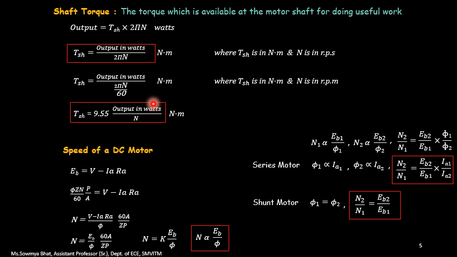So we have seen what is meant by armature torque in the previous slide. Now we will see the second kind of torque, that is called shaft torque, which is nothing but the torque made available at the motor shaft, which is used for performing a useful work. So here once again output is nothing but power, which is expressed in terms of shaft torque multiplied by 2 pi into N. Again I am not dividing it by the factor of 60, which means that I am considering the value in terms of RPS, not in terms of RPM.